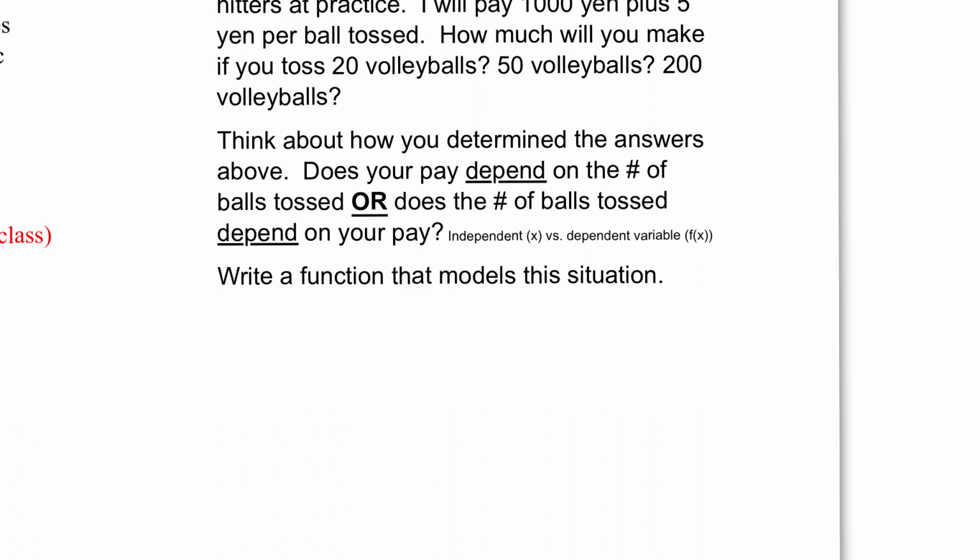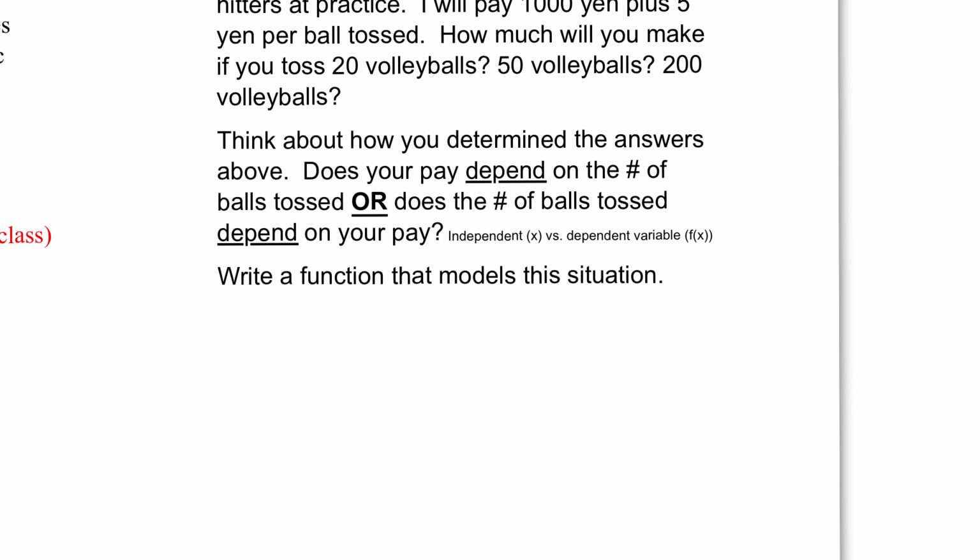Suppose I need help tossing volleyballs to hitters at practice. I'll pay 1,000 yen, and yen's about the same as a rupee, so rupee or yen doesn't make a difference to the problem because the yen and rupee are almost the same. But if I pay 1,000 yen plus 5 yen per ball tossed, how much will you make if you toss 20 volleyballs, 50 volleyballs, 200 volleyballs? And think about how you determine the answers above and what depends on what. Does pay depend on the balls you toss, or do the balls that you toss depend on your pay?